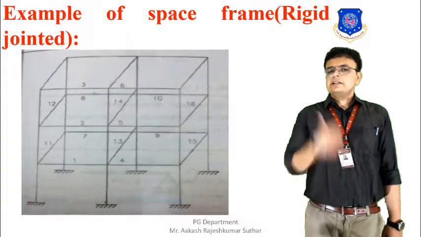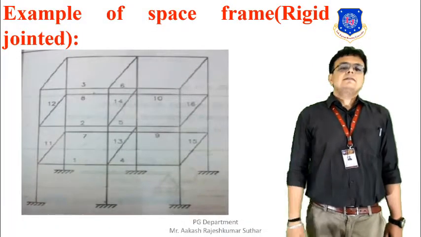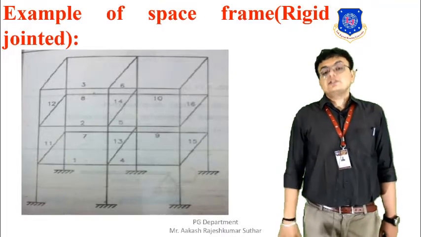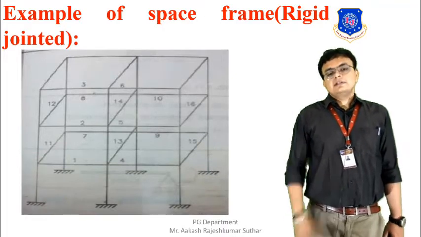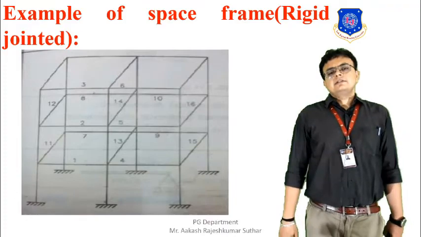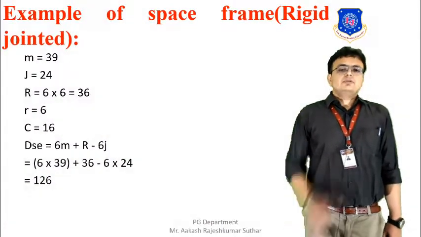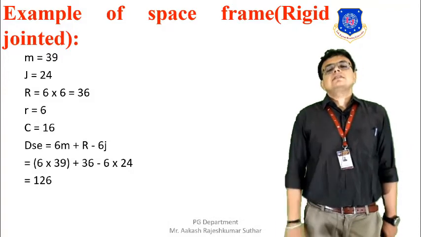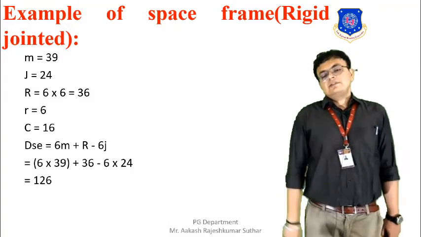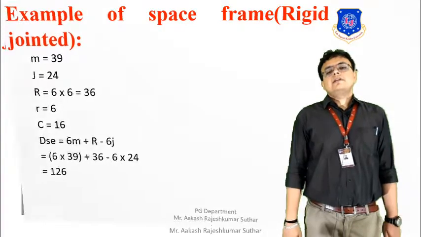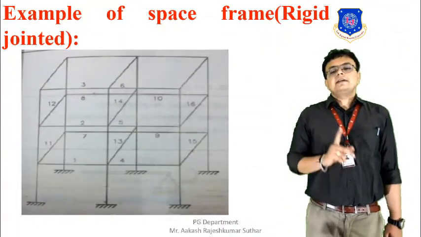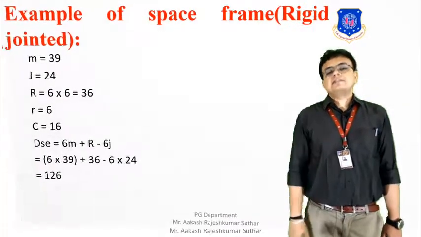Okay, so let's solve an example. Here you can see that there is a space frame. It is having 6 supports. So let's solve it. First of all, you need to count the number of members in the frame. After counting all the members, I have found that there are mainly 39 members.